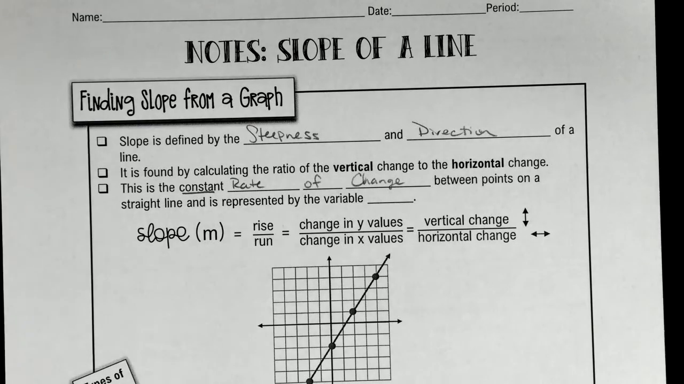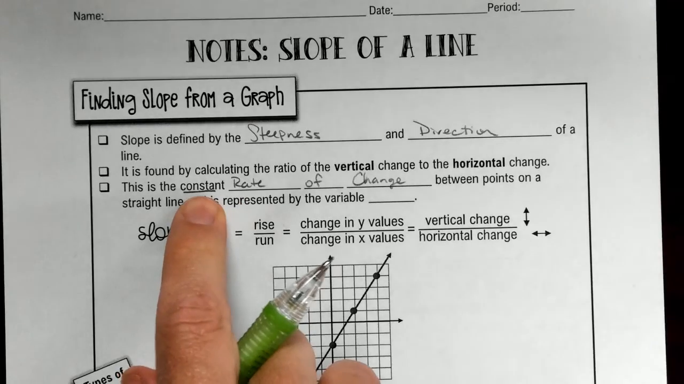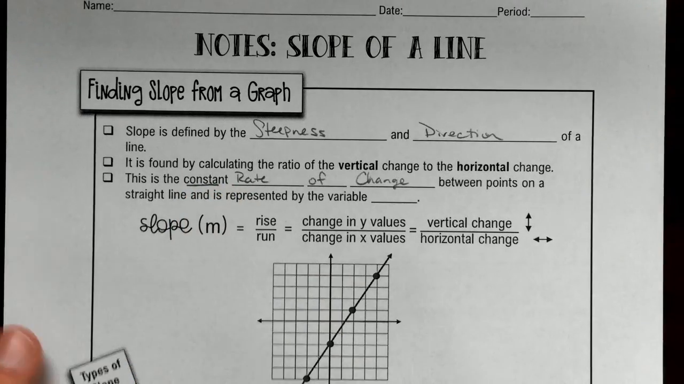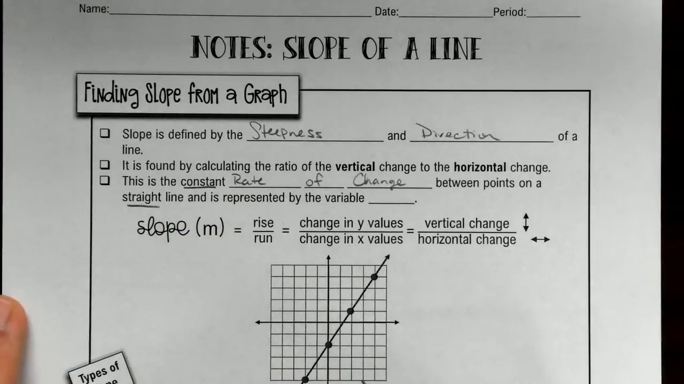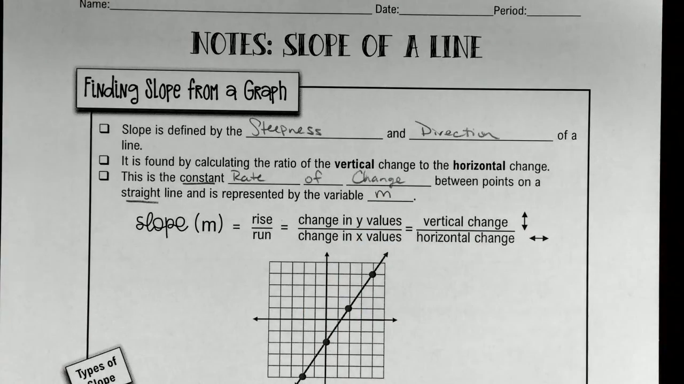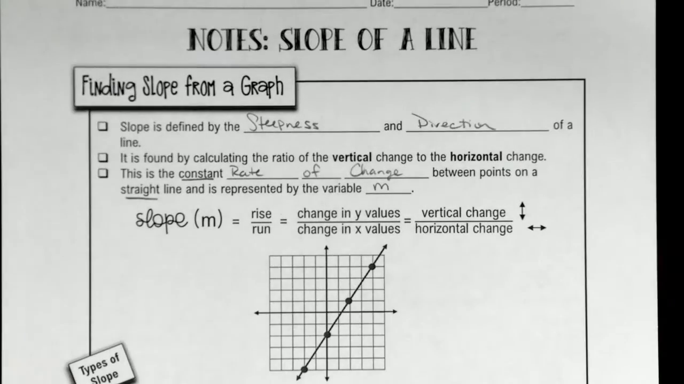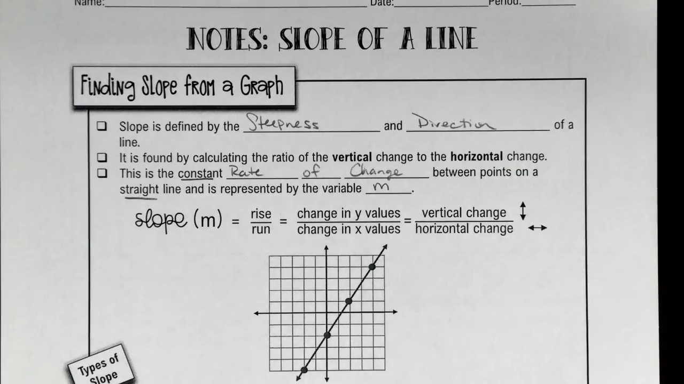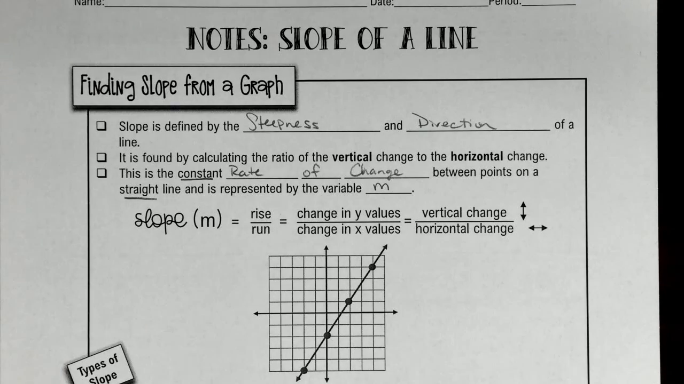Okay, so two big things there. It's constant, and it's the rate of change between 2 points on a straight line, and it's represented by the variable m. Okay, so slope is the steepness and the direction of a line. It's rise over run, it's the vertical change over the horizontal change. Okay, and it's constant.